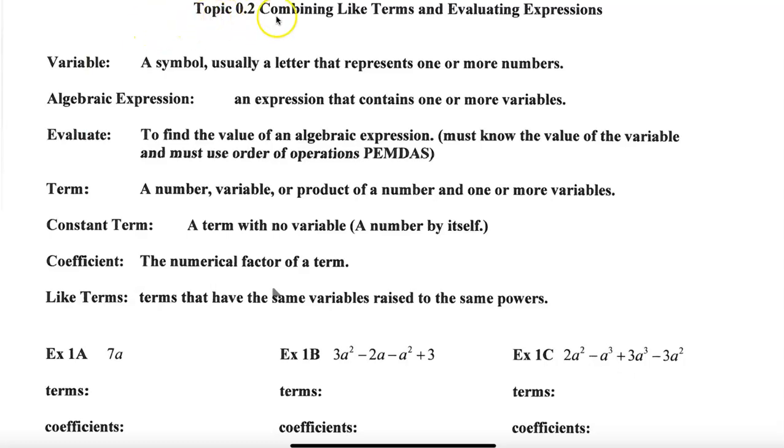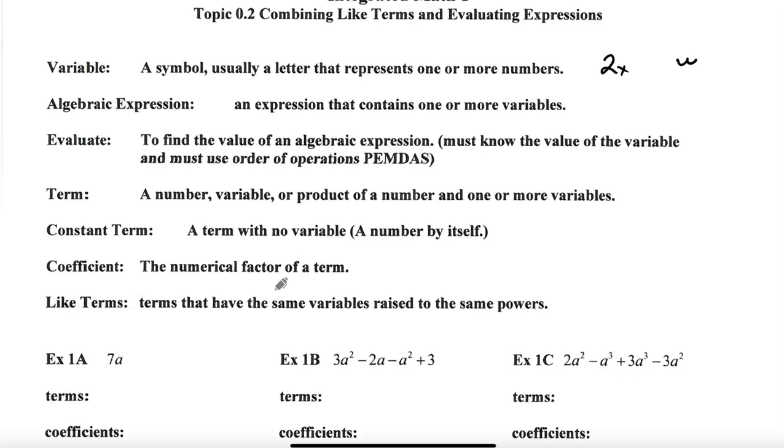In this lesson, we're going to talk about how to combine like terms and evaluate expressions. So let's do the vocab first. Variable. It's a symbol, usually a letter, that represents one or more numbers. So a lot of times you'll see x, like 2x, or w plus 3. It doesn't have to be a letter. It could be something like the Greek alphabet, like theta, like 4 theta, maybe -1.